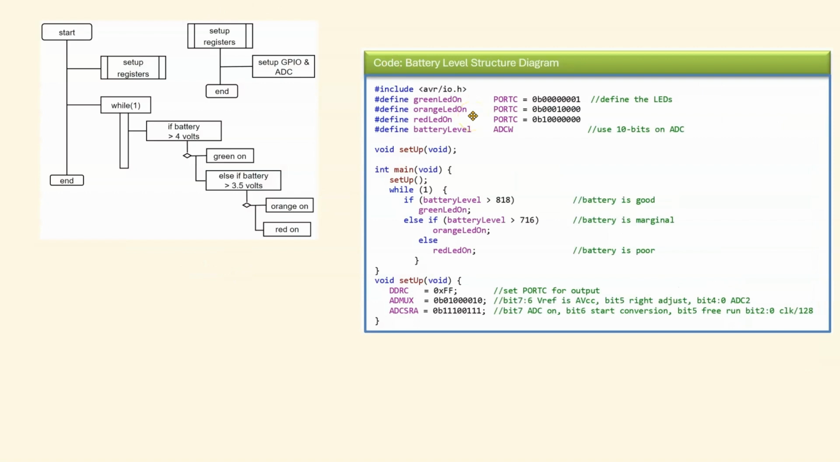So this is the C code. We have to define our LEDs. We're using ADCW for 10-bit ADCs, and we have the if-else structured ladder here. And we can see how we've set up the ADMUX and the ADCSRA for this problem.